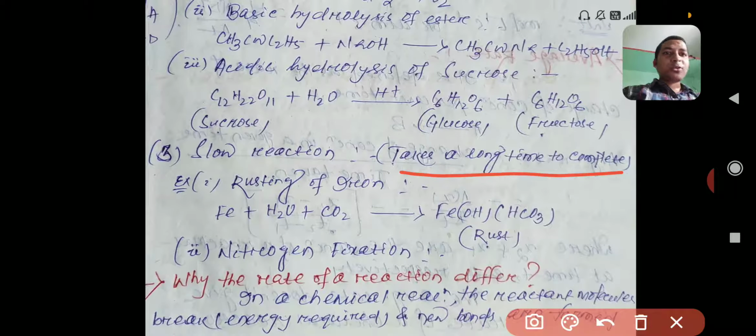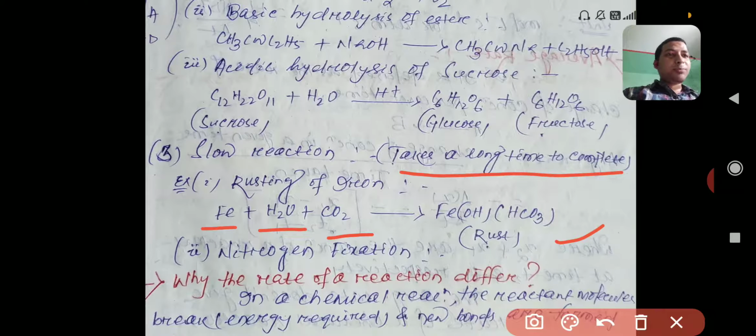So an example is rusting of iron. When iron is exposed to the atmosphere, it comes in contact with moisture of the atmosphere, oxygen and carbon dioxide, and therefore it forms rust. When iron reacts with water and carbon dioxide of the atmosphere, they form Fe(OH)HCO3. This is the formula of rust. It is an example of a slow reaction. Got my point? Very good.